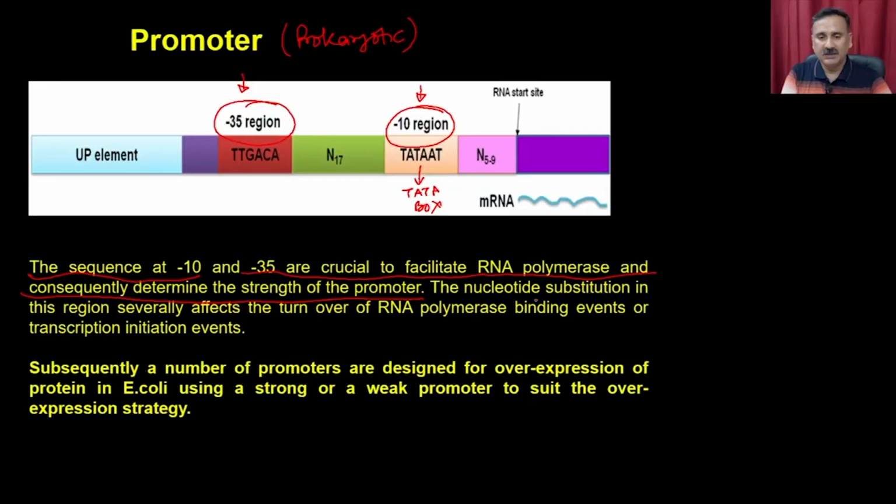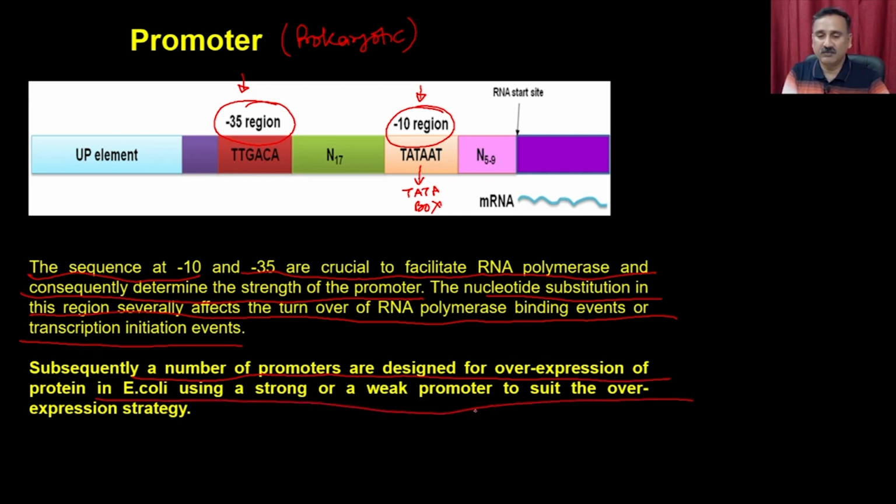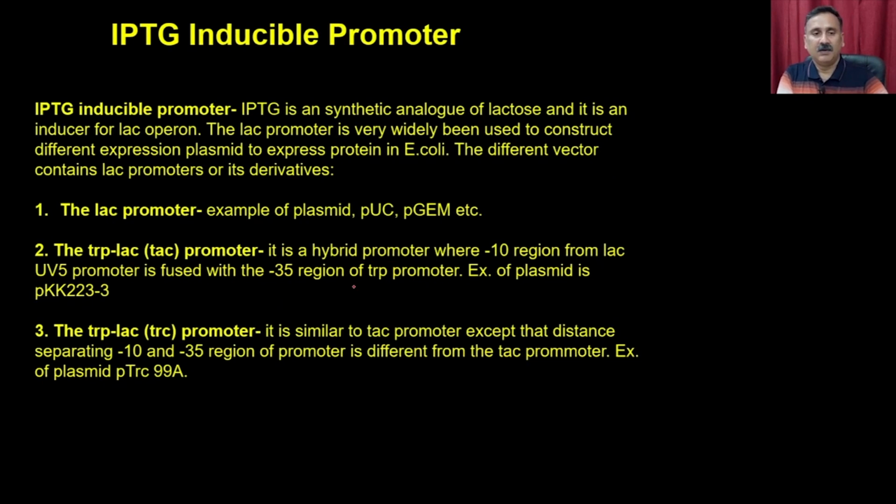The nucleotide substitution in this region severely affects the turnover number of RNA polymerase binding and the transcription initiation. Subsequently, a number of promoters are designed for the overexpression of the protein in E. coli, using a strong or weak promoter to suit the overexpression strategies. So, we have the IPTG inducible promoter. It is widely used to construct different expression vectors to express the protein in E. coli. These vectors contain the lac promoter or its derivatives.